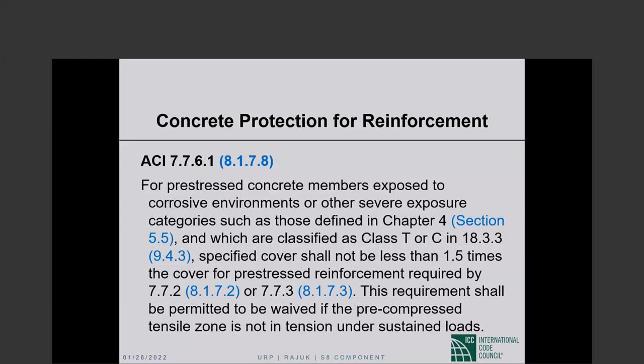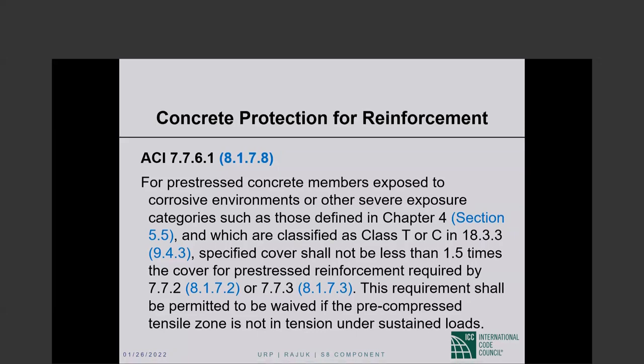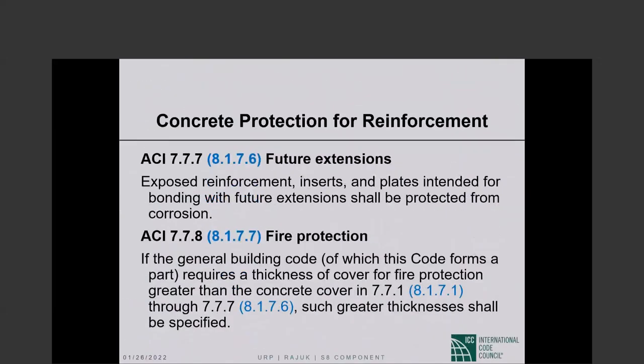So the cracked members and transition members have the cover requirements of reinforcement. From a cover point of view, the class C and class T pre-stressed members are treated like non-pre-stressed members. Uncracked pre-stressed members are treated preferentially. That's what it amounts to. Okay. Future extensions, exposed reinforcement, inserts, and plates intended for bonding with future extensions shall be protected from corrosion. Everything has been thought about.